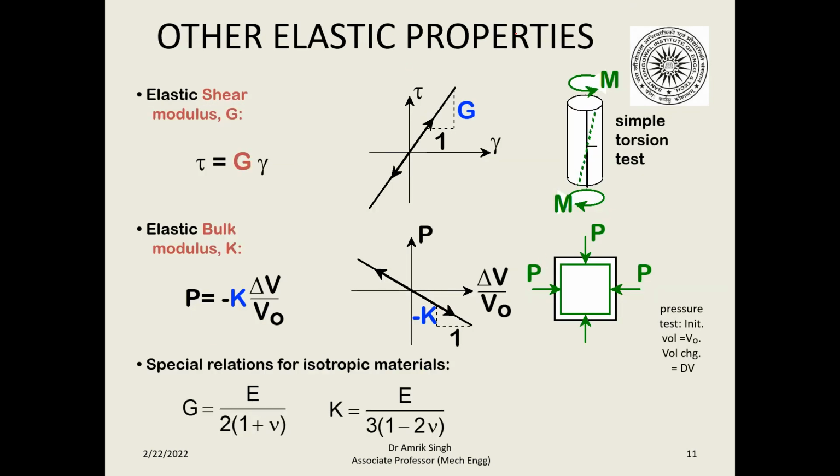Now, what are the other properties? We have another property, elastic shear. Shear is denoted by the shear modulus, that is G. In the same way, the shear stress is proportional to the shear strain. If we remove this symbol of proportionality, then tau is equal to G into gamma. Therefore, the modulus of rigidity, or shear modulus, is tau upon gamma.